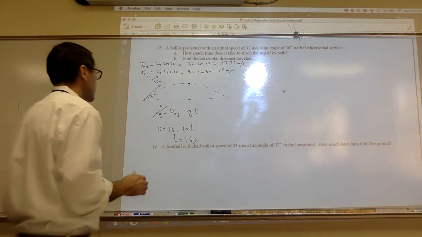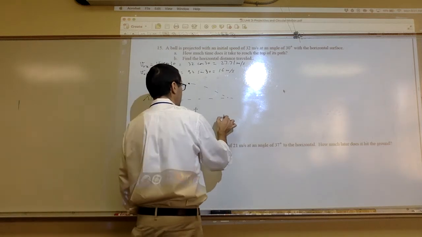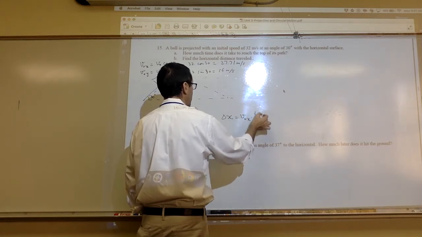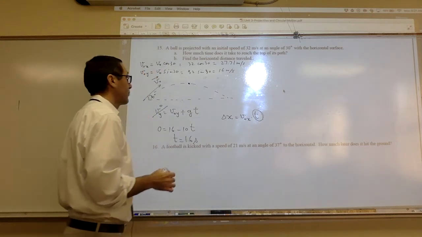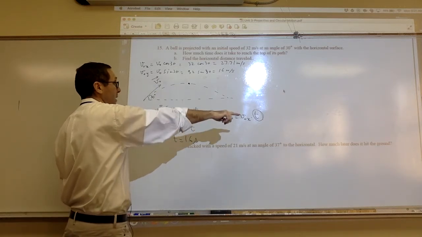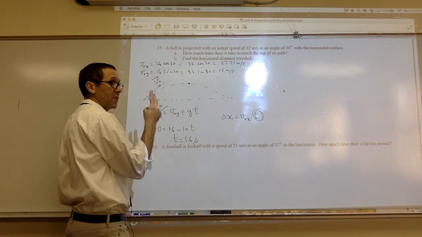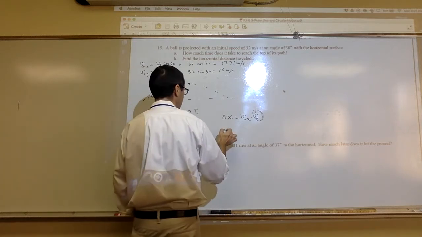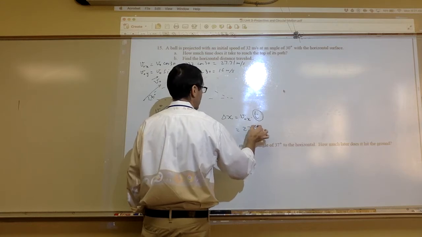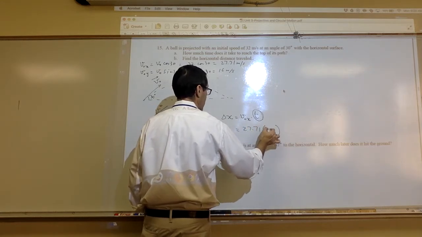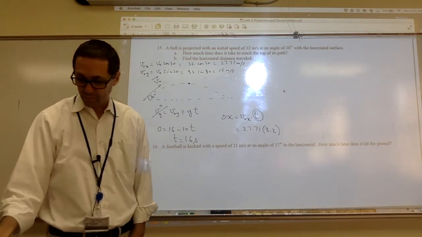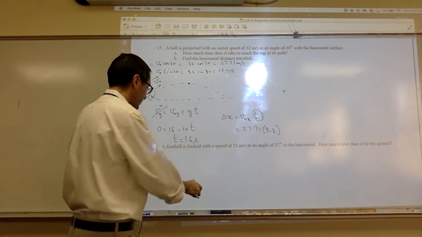Find the horizontal distance. Now, delta x is the initial velocity in the x direction times time. Now, you just have to be careful. This time here is the time for the whole trip, up and down. So it's not 1.6. It's twice as much, because time up equals time down. So this should be 27.71 times 2 times 1.6. So you just got to be careful with that. And you can put that in your calculator.